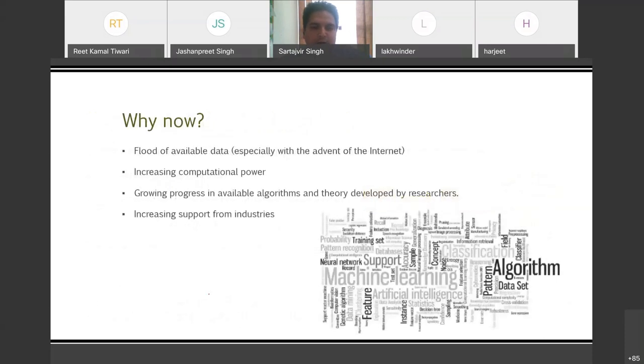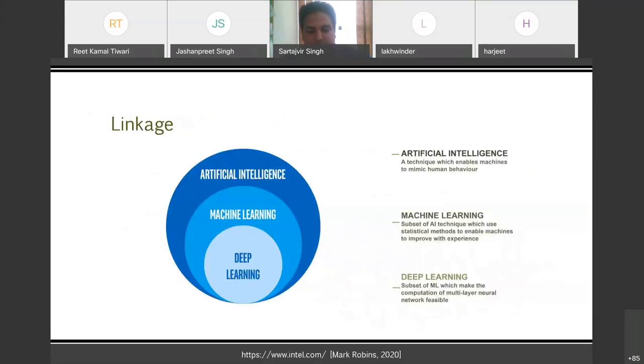So why is there a need for machine learning now? As I already told you, there is a flood of available data, especially over the internet. And fortunately, currently we have increasing computational power and growing progress in the available algorithms, which were developed by researchers. And there is one more important aspect: increasing support from industry, because every industry wants to automate machine structures while producing products.